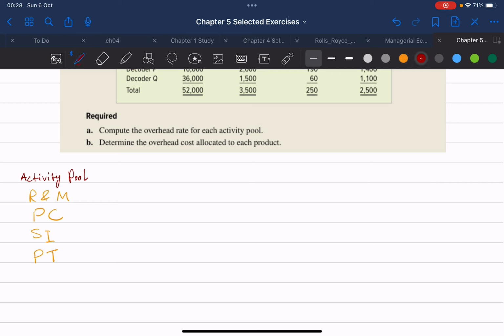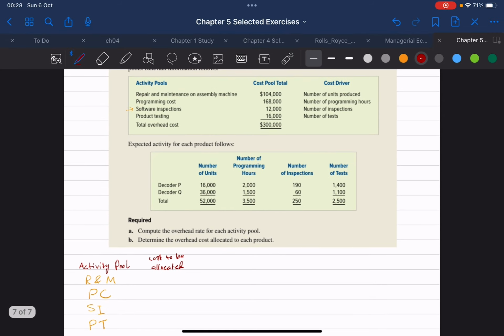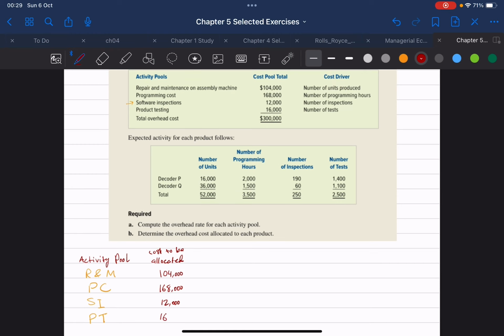And then I will copy the costs, which will represent the cost to be allocated. 104,000 for R&M. For programming costs, 168,000. For software inspections, 12,000. And for product testing, 16,000.